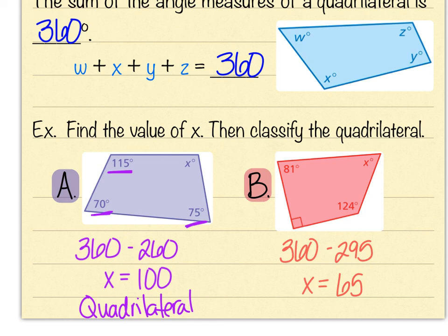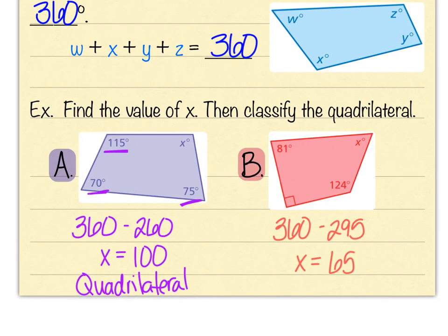And then when we go to classify this one, again, we don't have any parallel sides. There are no congruent sides either. So this is just going to be no special name for this one, just a quadrilateral. No special features in this one.